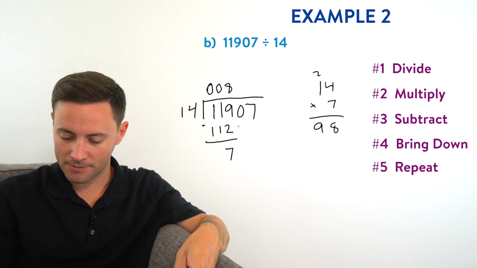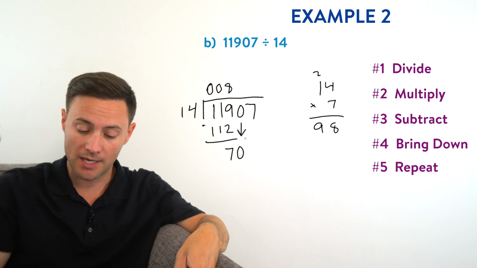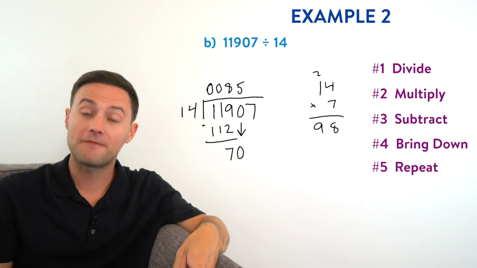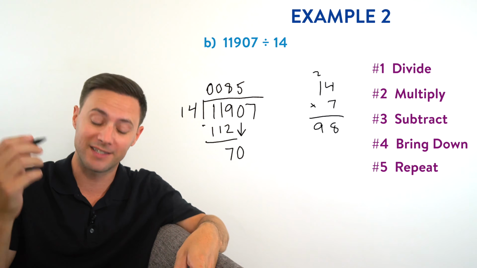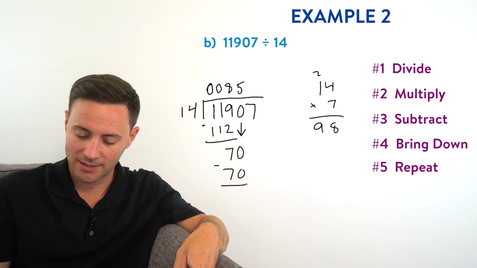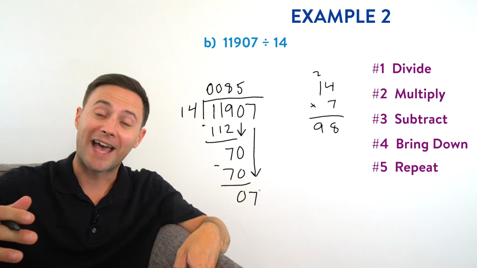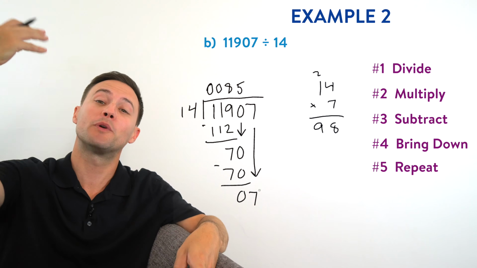Bring down, so I'm bringing down the 0. How many 14s go into 70? That is going to be exactly 5 times. 5 times 14 is exactly 70. So multiplication, now subtract. I got a 0. Bring down. After you bring down, you have to repeat, remember.